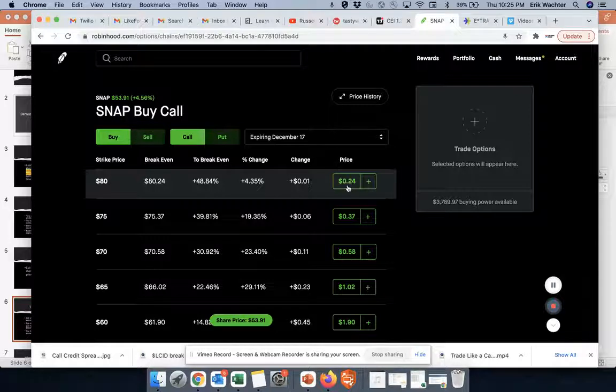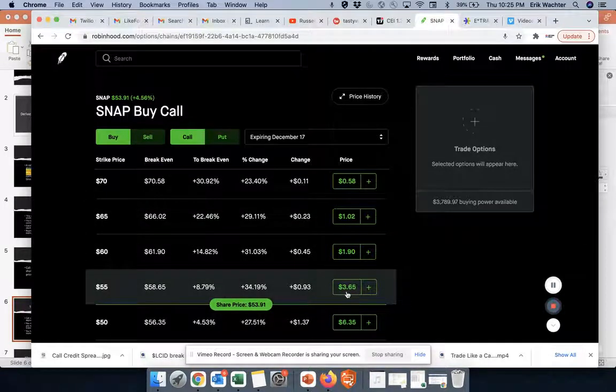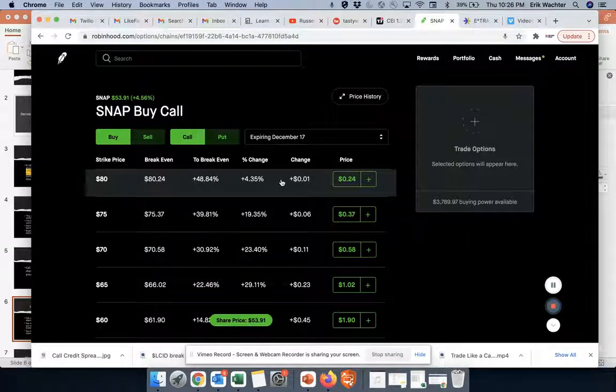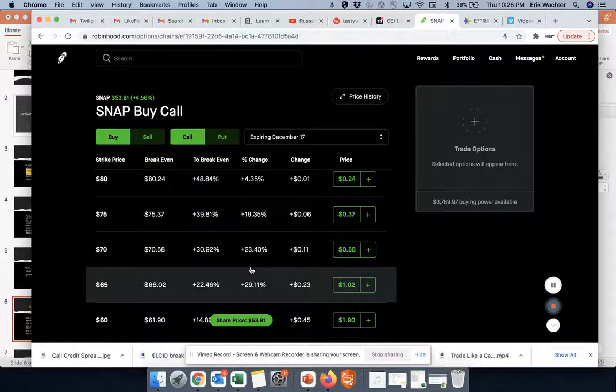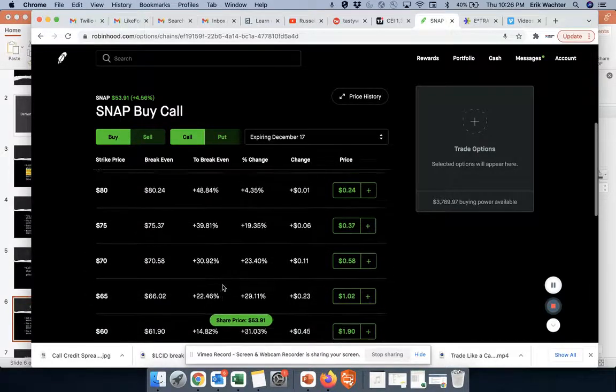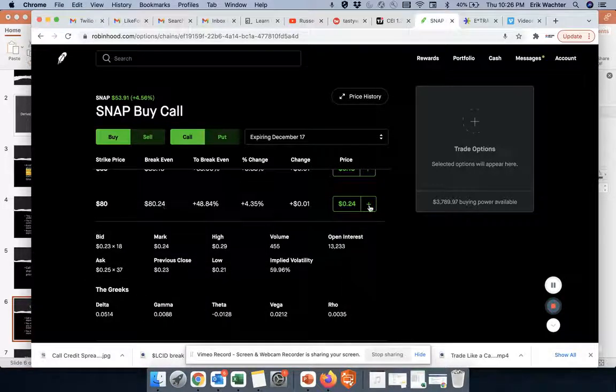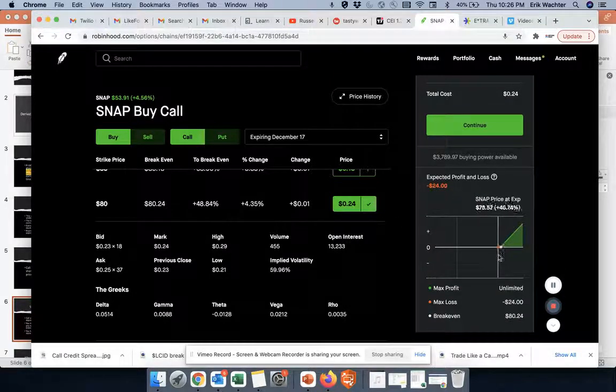So if we look at the 80 strike, it's trading for 24 cents. But if we look at the 55 strike, it's trading for $3.65. Why is that contract so much more worth than this 24-cent contract? The reason is because in order to make money on call options, the stock has to reach 80 before expiration. Once it reaches 80, do you start to make money? I can show you that with this little profit and loss diagram that Robinhood helpfully shows. Right at 80 is when we start to make, really $80.24, some money.